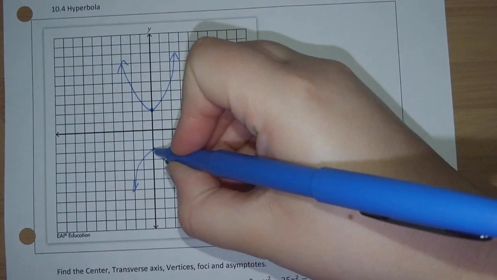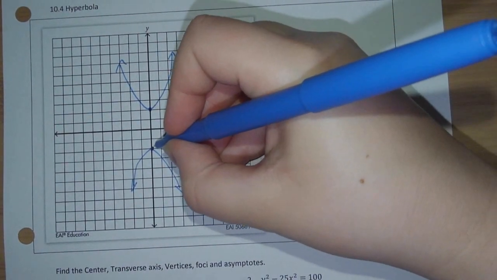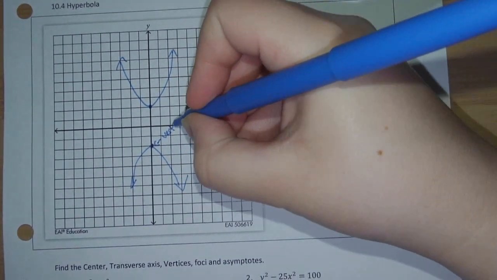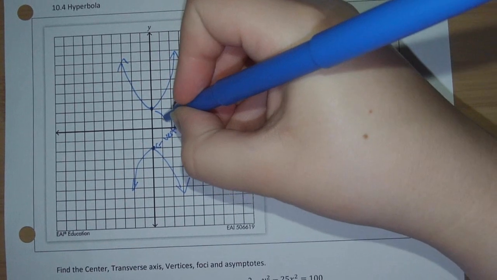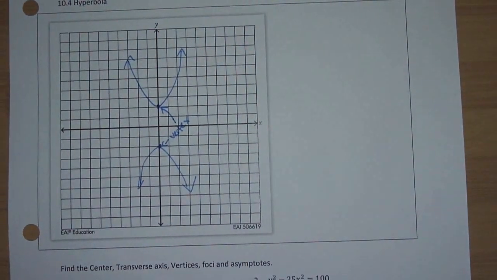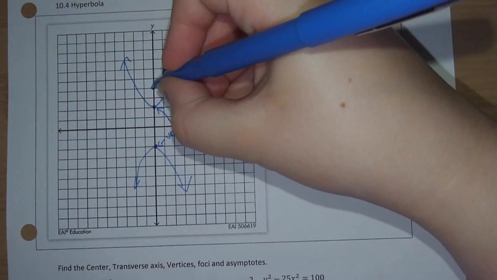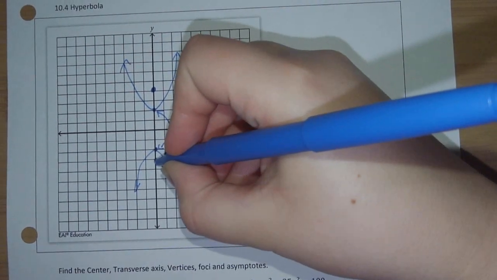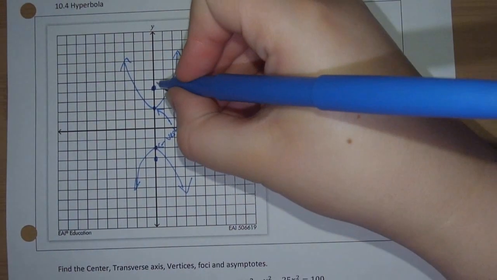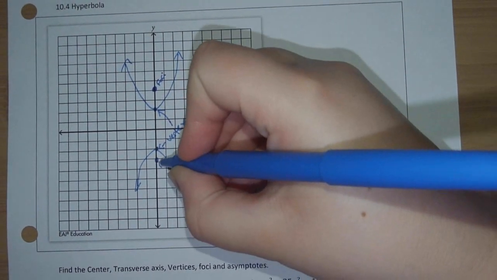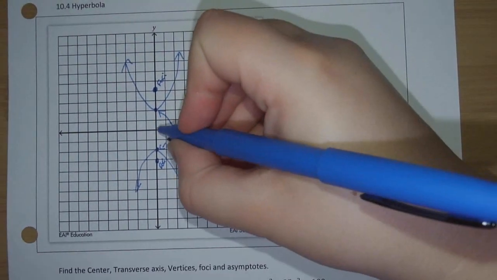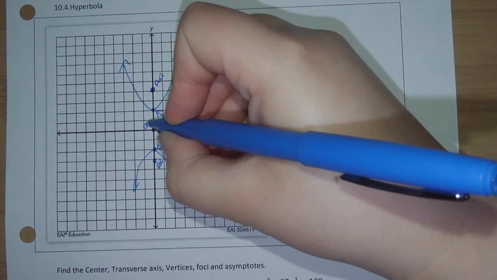Now both of these things right here are called vertices, or that's your vertex. Right, so that's both of these. We have foci that are on the inside of the two hyperbola pieces, and then the center that goes in the middle here.